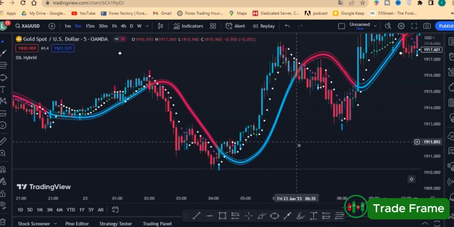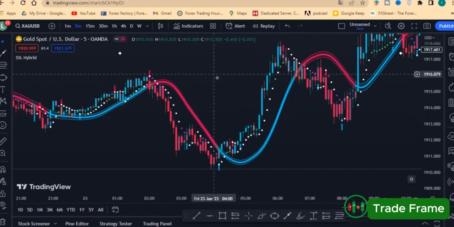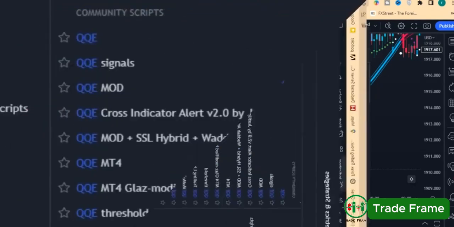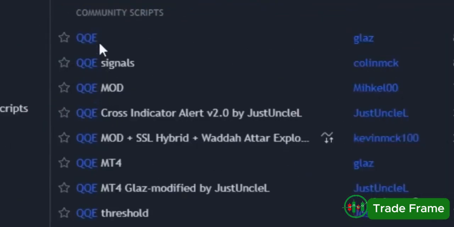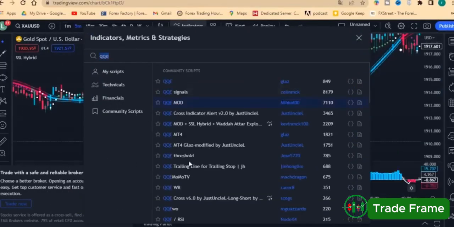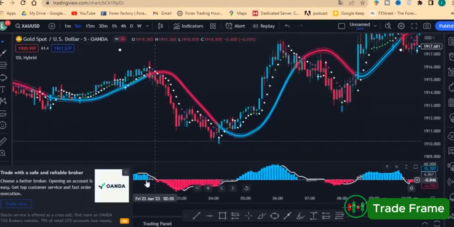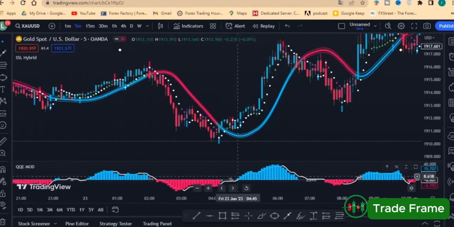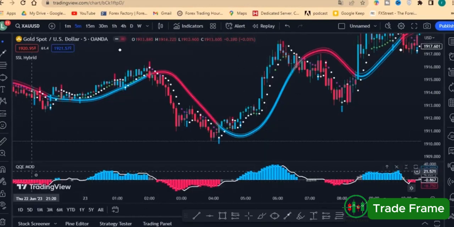We need a second indicator which we should apply to the chart. So, we open the indicator list and search for the term QQE mod. As you can see, the third indicator is the one we are going to use in this strategy. We click on it to apply it to our chart. We close the indicator list. As you can see, this indicator appears at the bottom of the chart, and we don't need to change its settings. We leave it as the default.